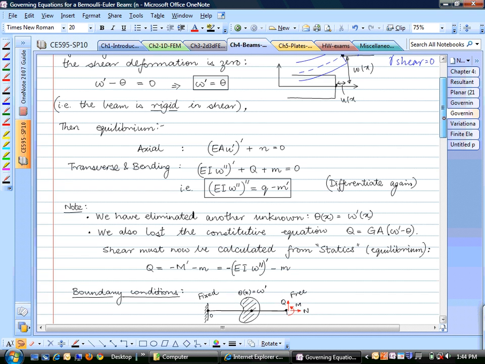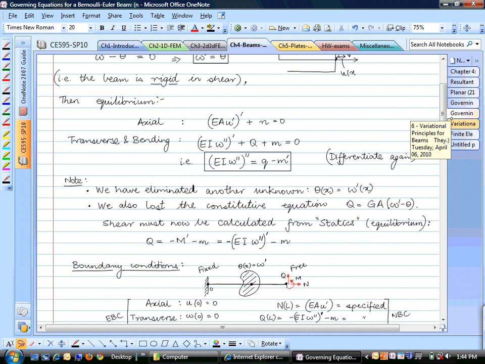And so, a couple of things here. Since we have eliminated theta, we actually lose this constitutive equation.